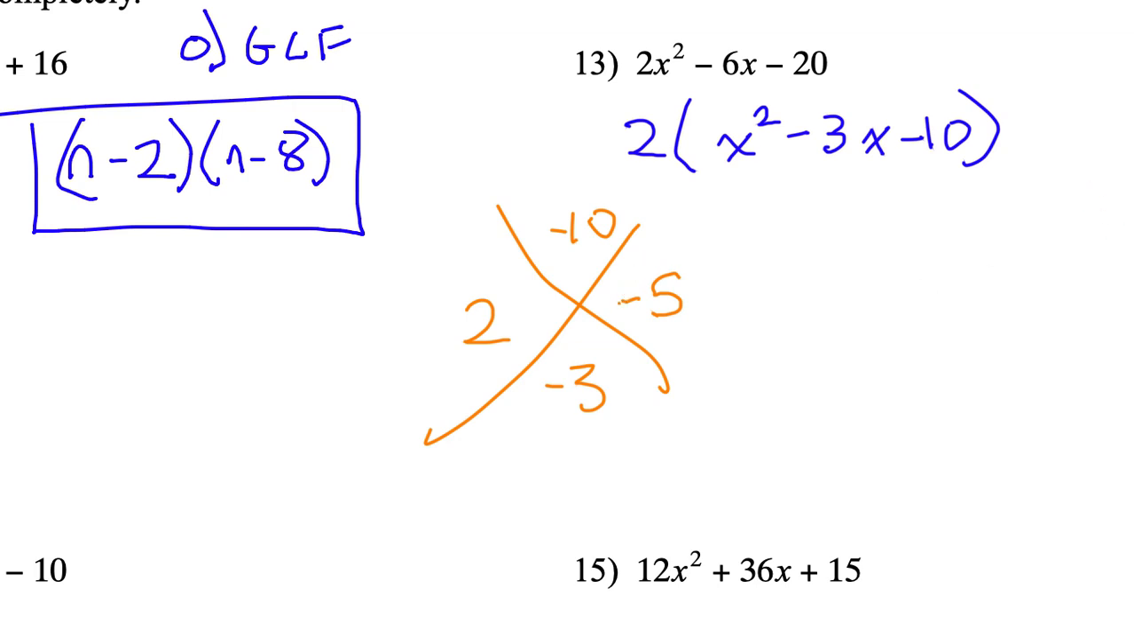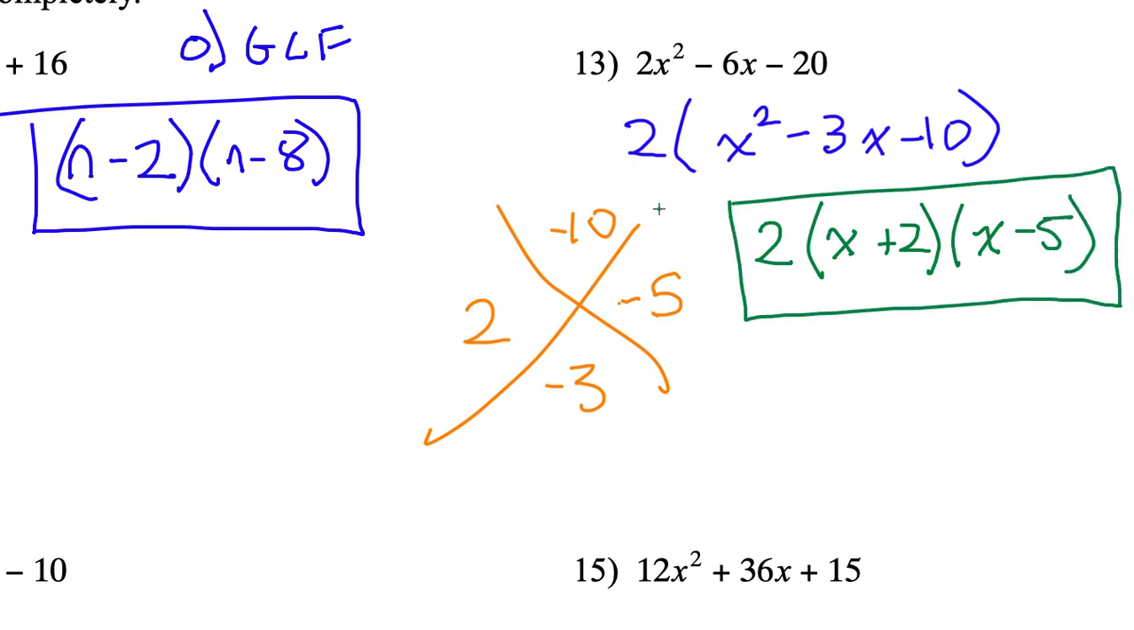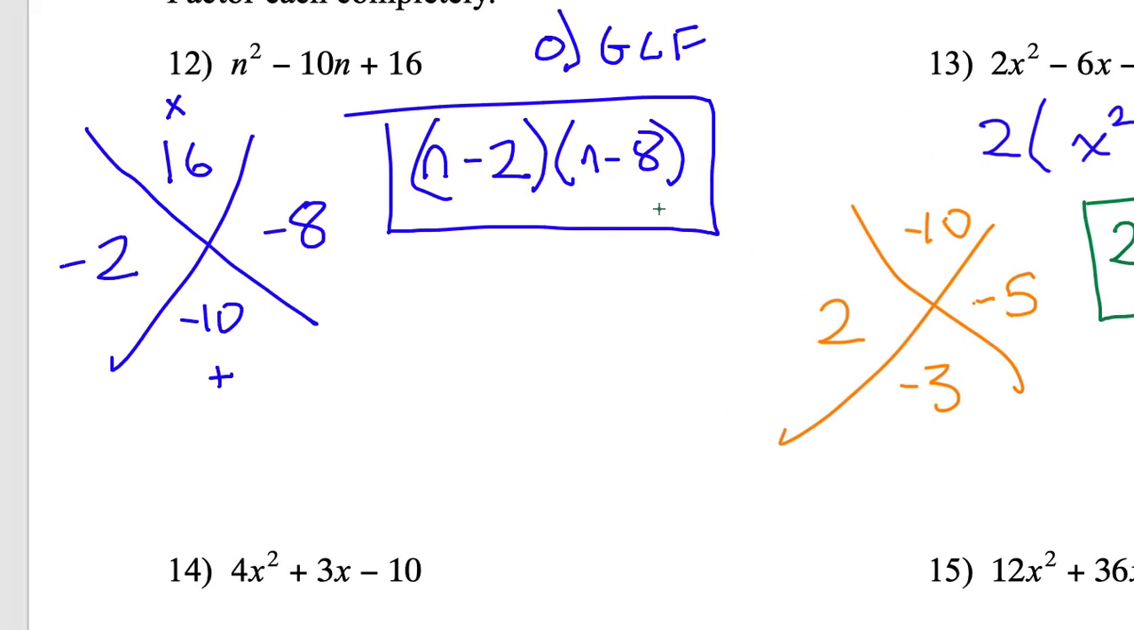So we have our final answer. We'll write it down here. I still have this 2 times the quantity, and then it's going to be x plus 2 and x minus 5. There is our final answer. All right. Anyone need a little bit more time? All right, then we're moving on to number 14.